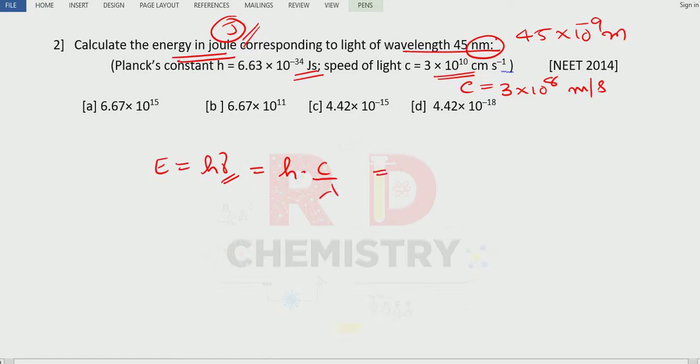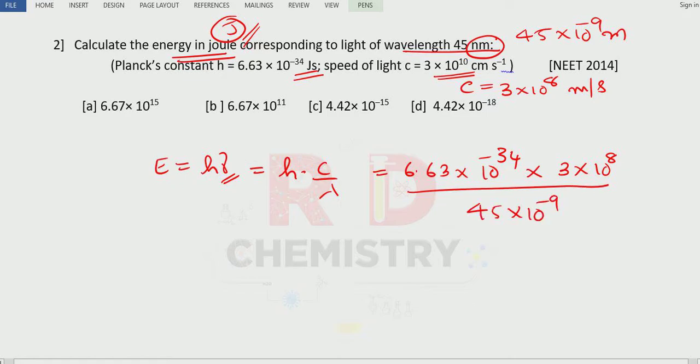Correct? Which is equal to h, the Planck's constant. How much? 6.63 into 10 to the power minus 34, into the velocity of light, 3 into 10 power 8 meter per second, divided by 45 into 10 to the power minus 9 in terms of meter. 3 ones are 3, 3 fives are 15. So it is equal to 6.63 divided by 15, then 10 power minus 34 into 10 power 8 into 10 to the power plus 9.